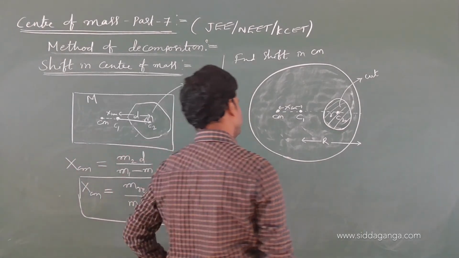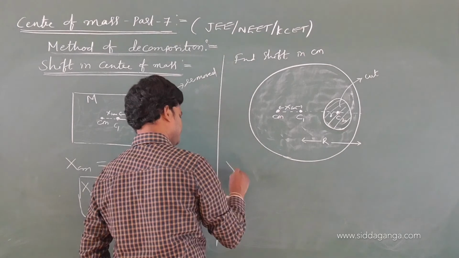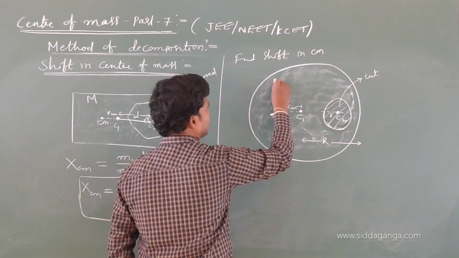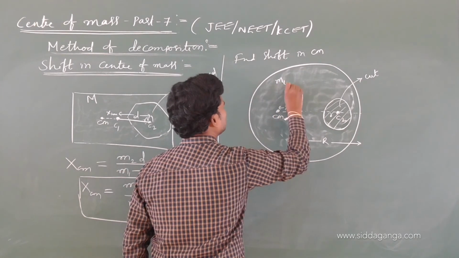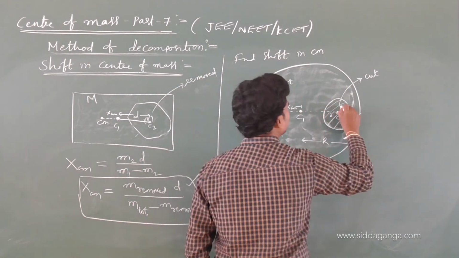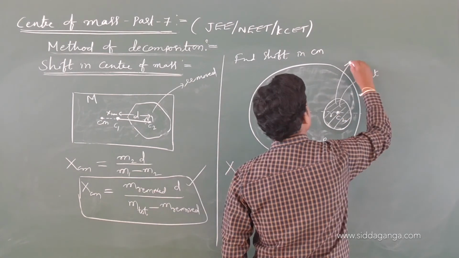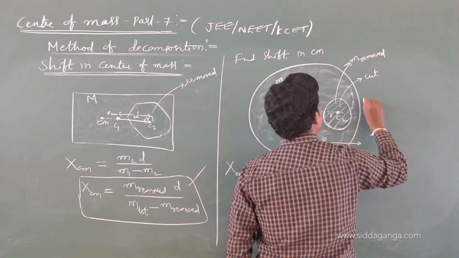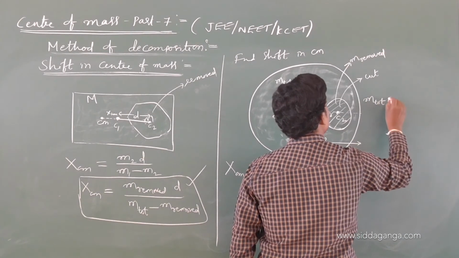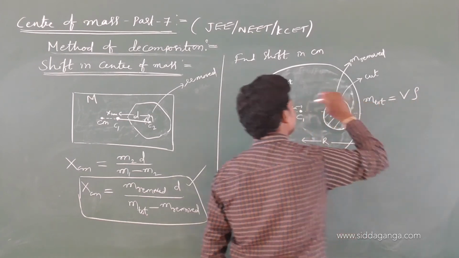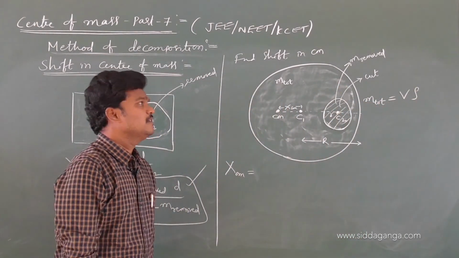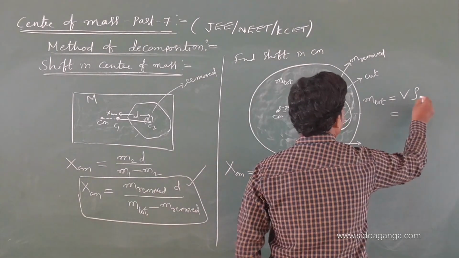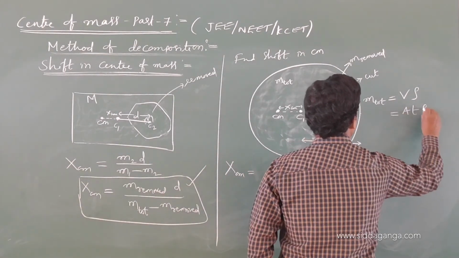Then what is our formula? XCM is equal to M total, and M removed. What is total mass? Total mass is nothing but volume into density. They have given uniform thickness. Thickness is the same, T. Rho is the density, uniform density. This volume and density we can write as area into thickness into density.